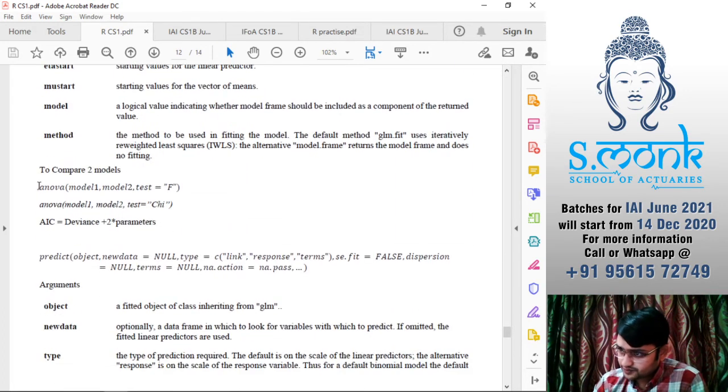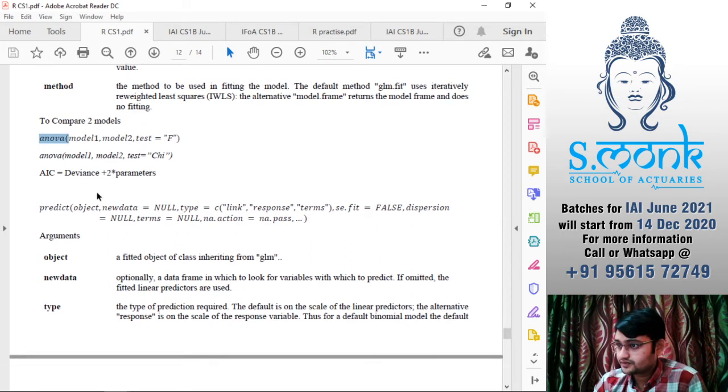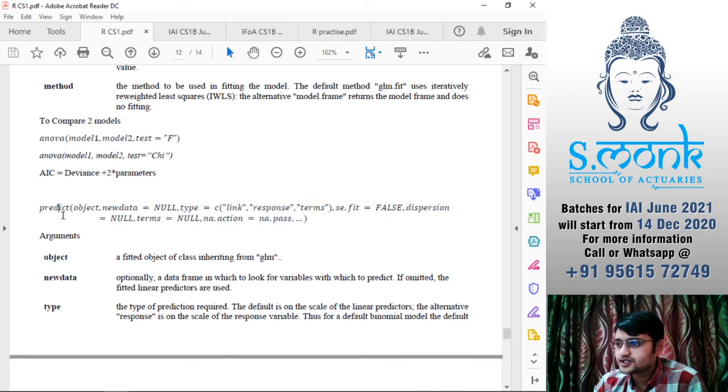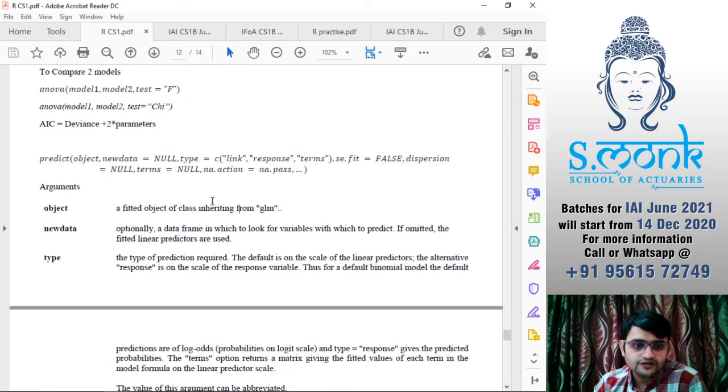Now, for comparison purposes, you can calculate ANOVA of this model as well. Then you can calculate AIC. You can predict, although I have not been able to use predict properly, because most likely the data that is given to us in our written examination is not the correct way of using it in R. So forget about predict. I have never seen a question, and I don't think they will. If they ask you, you should know how to use predict by using the help.